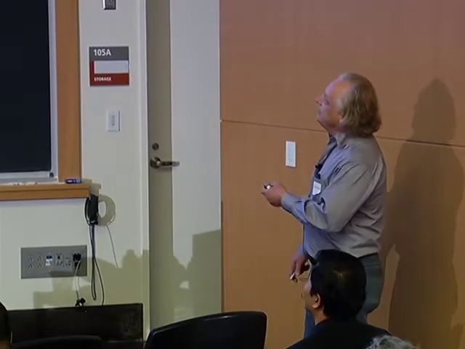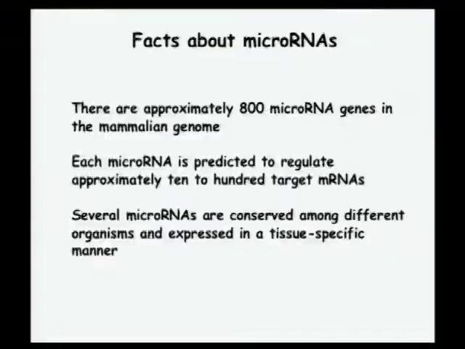Okay, as you just heard, I'd like to talk to you about hepatitis C virus and a microRNA 122 that is subverted by the virus. Before I go into this, I just want to tell you a couple of facts about microRNAs. You probably know there are 800 microRNA genes in the mammalian genome. Each microRNA is predicted to regulate about 10 to 100 target mRNAs.